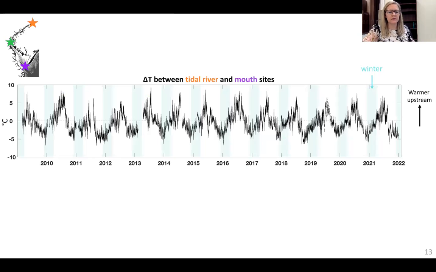Another way to look at this is to plot the temperature difference between the tidal river and mouth site. So this is data from 2009 to 2022. And in this framework, if the signal is positive, that means it is warmer upstream. And I've noted the winter months by these blue shaded boxes. I'm shading December through March.